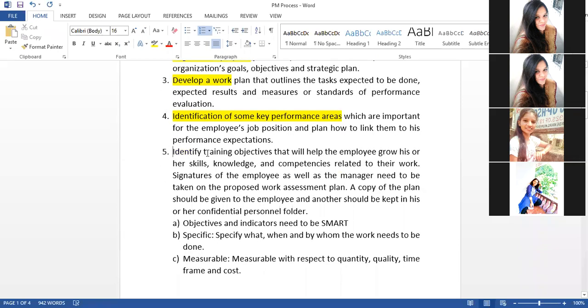Fifth is you need to identify the training objectives, because maybe the proposed plan requires a certain set of skills which maybe your employees are not having, and you have to accordingly organize some training and development. Okay, prepare a plan chart, or you can also call it a work assessment plan, a copy of which can be given to the employee, and one can be maintained in his personal folder.